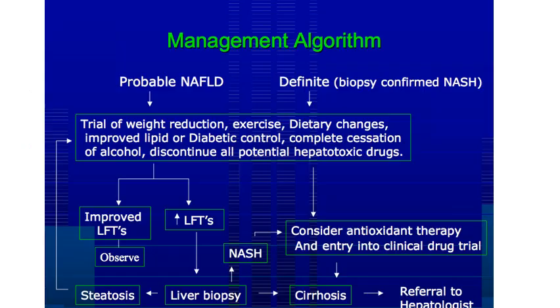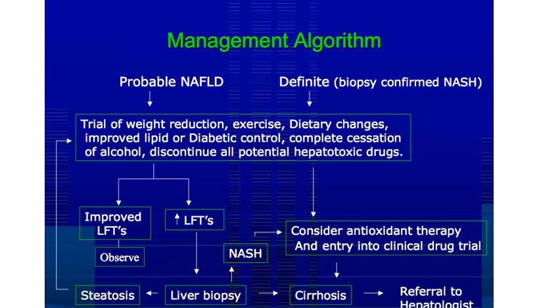To review the management algorithm, if we have a probable NAFLD, we should give a trial of weight reduction, exercise, dietary changes, improved lipid or diabetic control, complete cessation of alcohol, and discontinuing all potential hepatotoxic drugs. If the liver function tests improve, then we continue follow-up and observation.